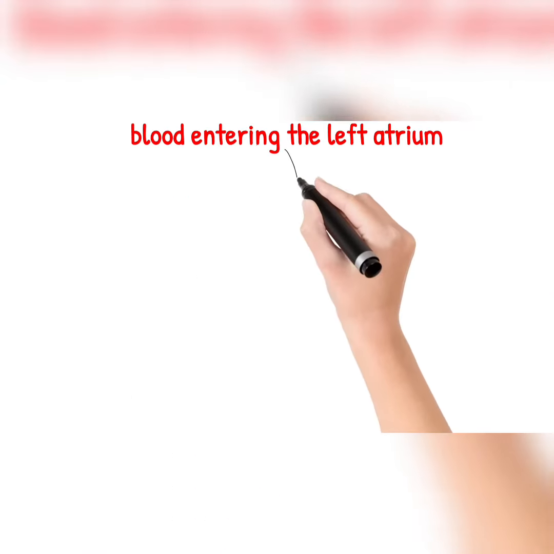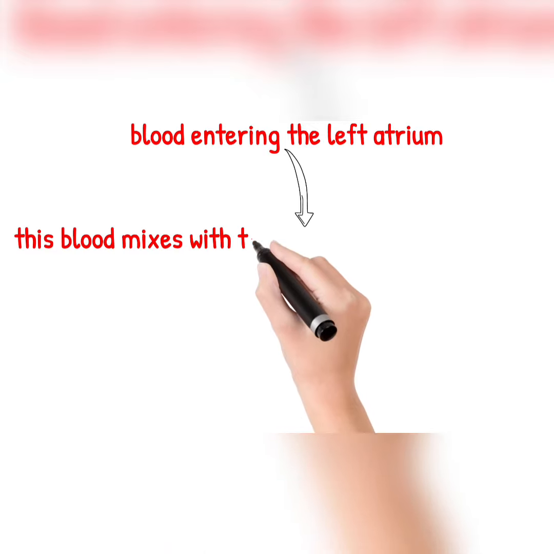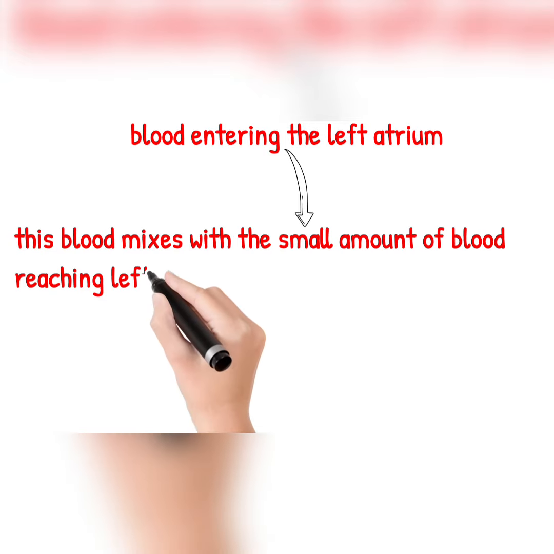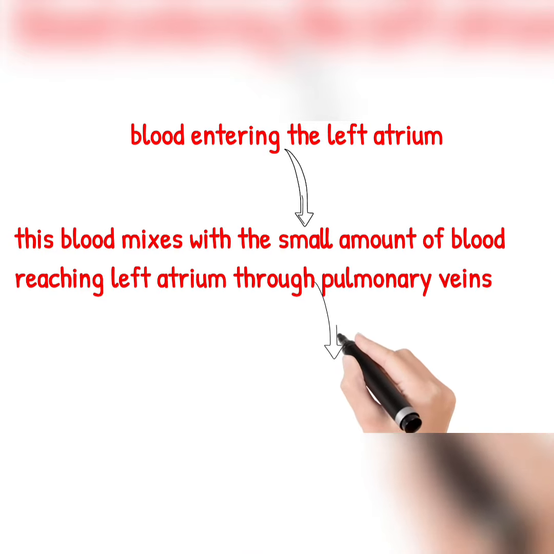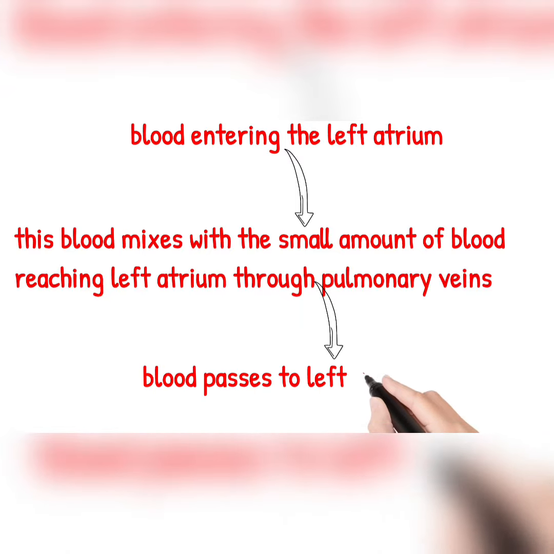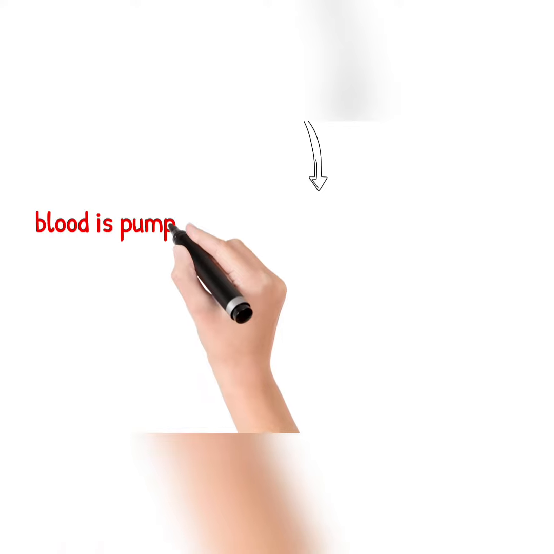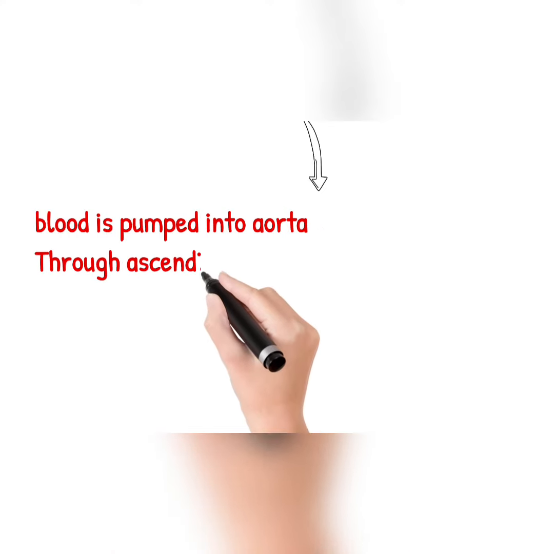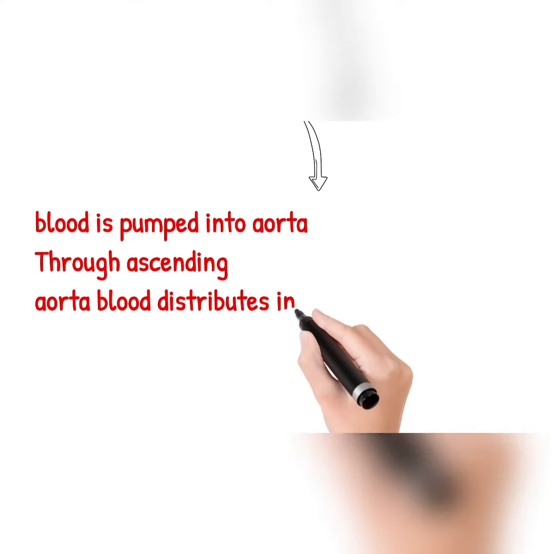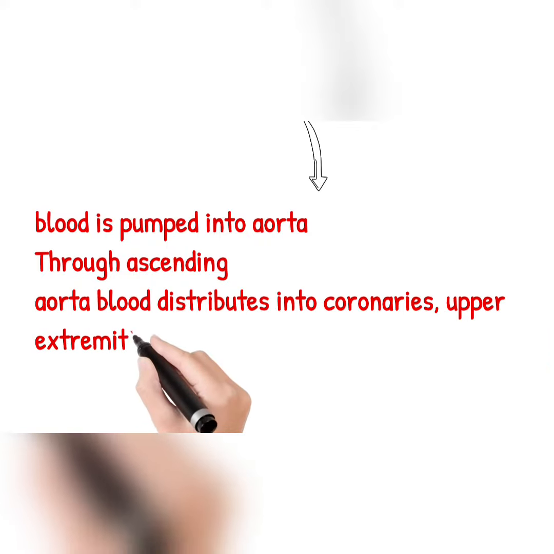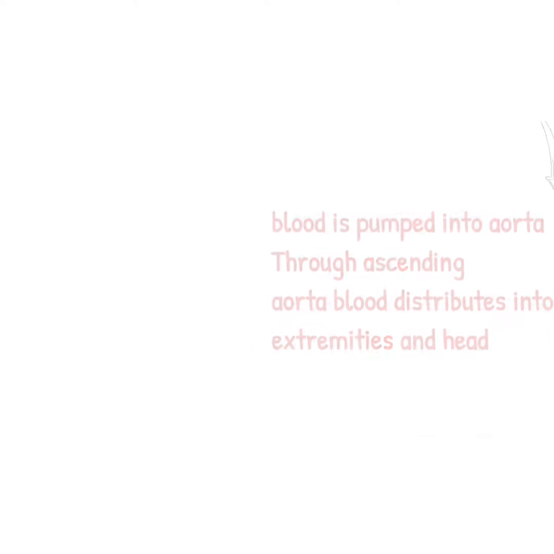Blood entering into the left atrium mixes with the small amount of blood that is reaching the left atrium through the pulmonary veins. Blood passes into the left ventricle. Blood is pumped into the aorta. Through the ascending aorta, blood distributes into the coronaries, upper extremities, and the head.